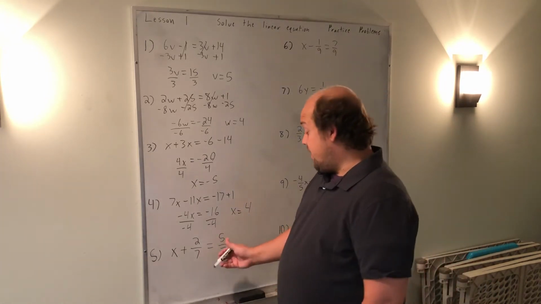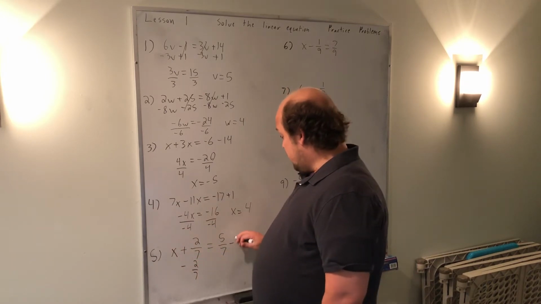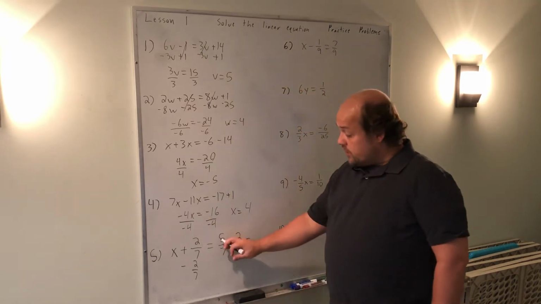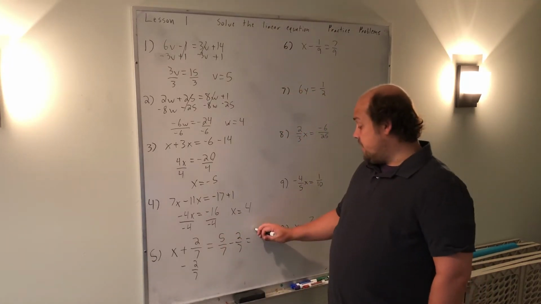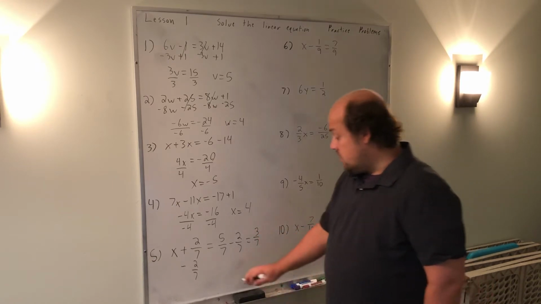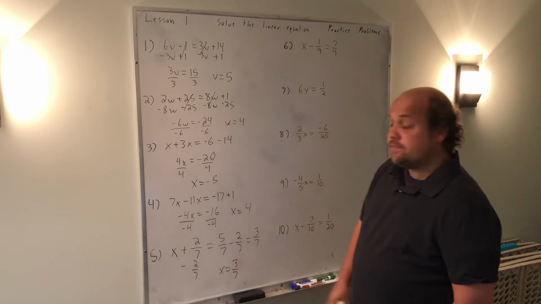In problem number 5, I got to get rid of this 2/7 by subtracting it. When I subtract 2/7 from 5/7, I have a common denominator, so I can just do top minus top, 5 minus 2 to get 3, and leave it over that common denominator of 7. So I'm just left with x equals 3 over 7.